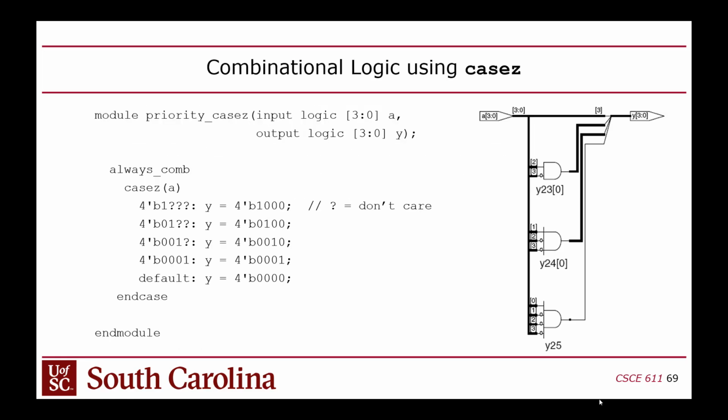Okay, here's another variation. There's a couple of variations on the case. In this case, we have a case Z statement, where you can actually have don't cares in the cases. So that first case says 1 question mark, question mark, question mark, which means that it'll match any value of A from 1, 0, 0, 0 to 1, 1, 1, 1, right? Because we've got the don't cares.